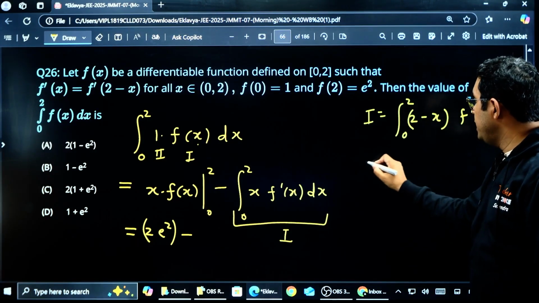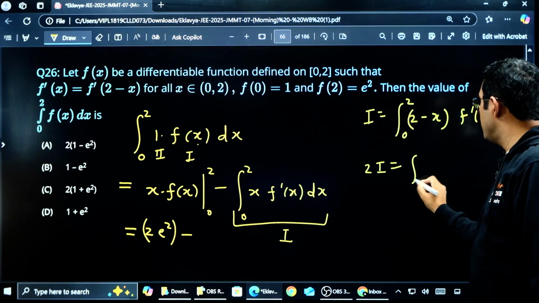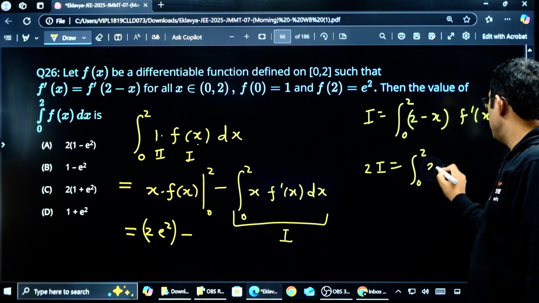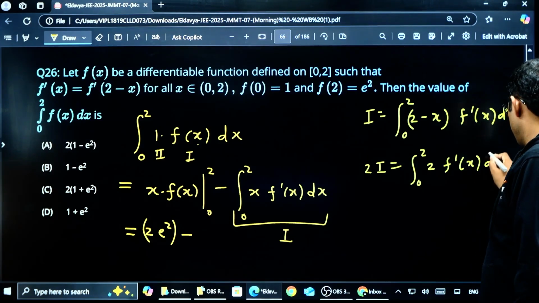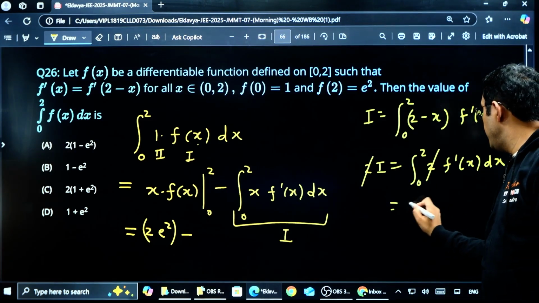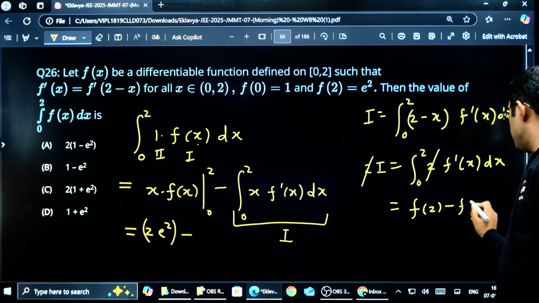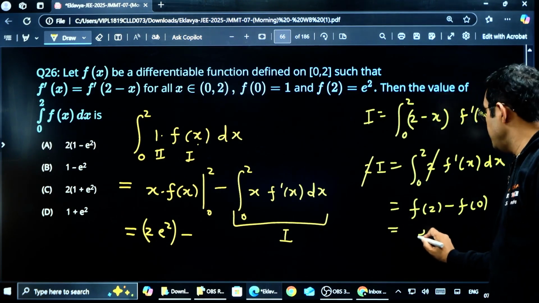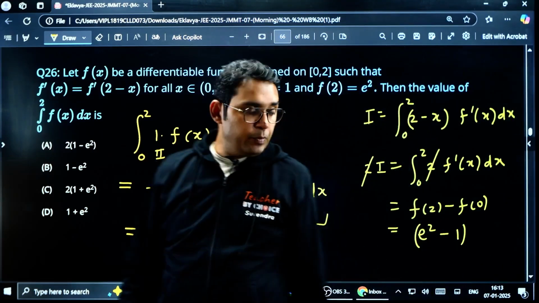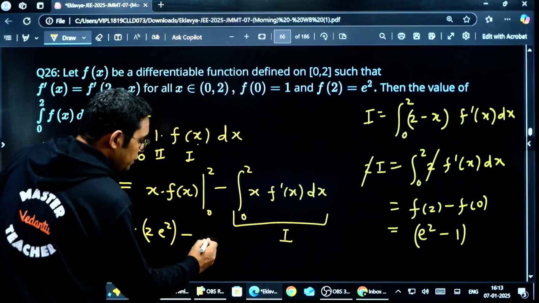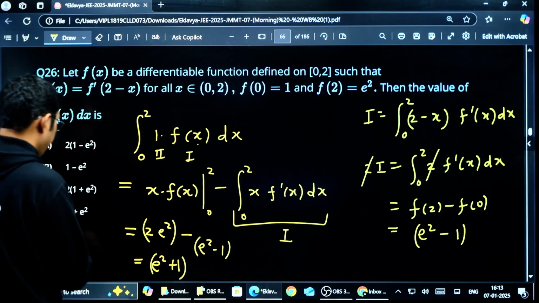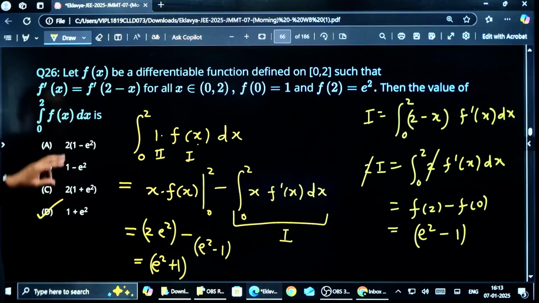Now this I and this I, if I add, I will get 2I equal to integral from 0 to 2, and x into f dash will get cancelled, so we are left with 2 into f dash x only. This 2 can be cancelled, and then integration of f dash is f, so this will be f(2) minus f(0). f(2) we are given as e square, f(0) we are given as 1. So this is the value of I, and we will put this I here and get the answer, e square minus 1. So this becomes e square plus 1. Very interesting question, I think. So the answer for this question is D.